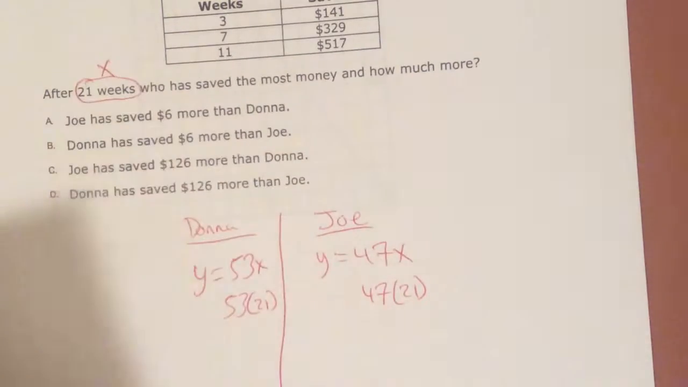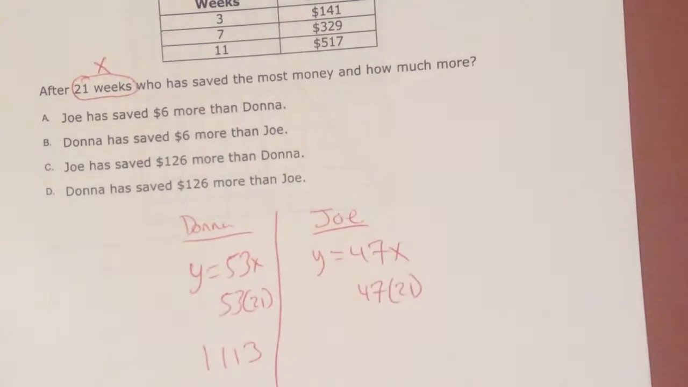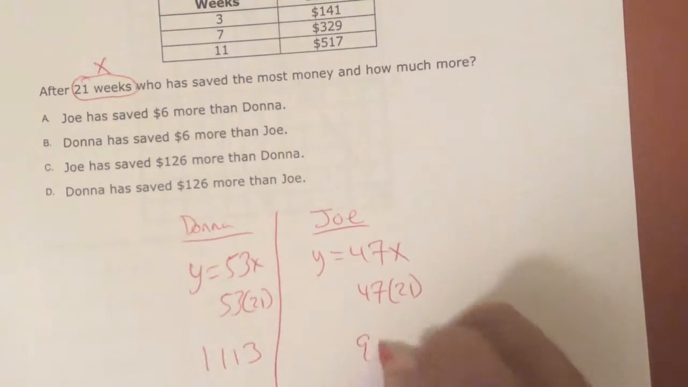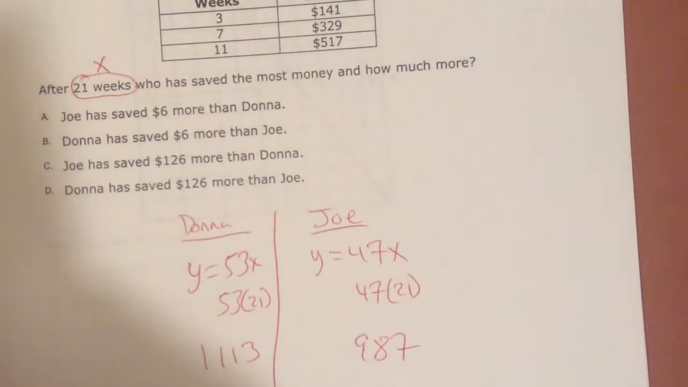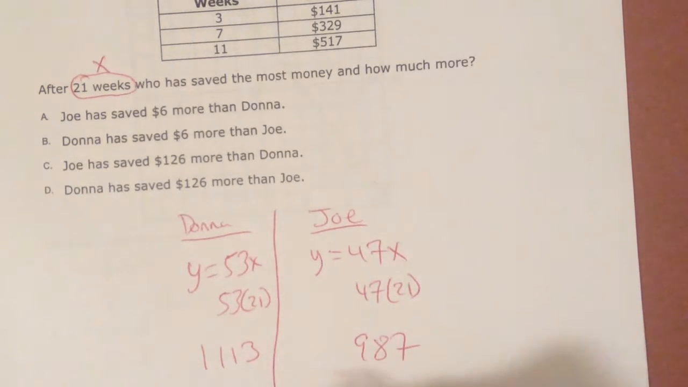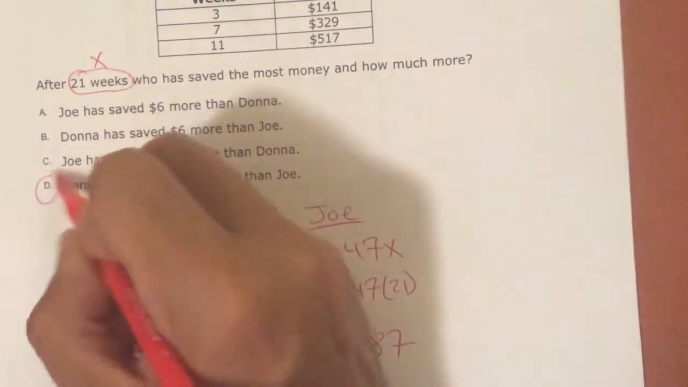So now, using my calculator, I'm going to do 53 times 21. I get 1,113. For the next one, 47 times 21, that gives me 987. Now, I need to ask myself, who saved more money, Donna or Joe? Obviously, Donna did, but by how much? I got to do 1,113 minus 987, and the difference is $126. So Donna saved $126 more than Joe. So the answer will be D.